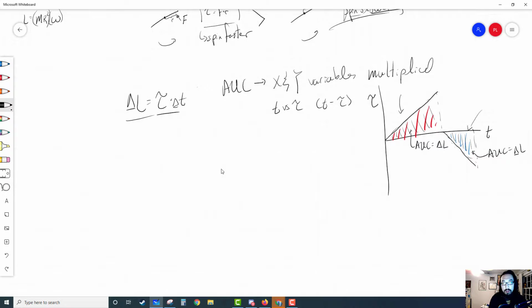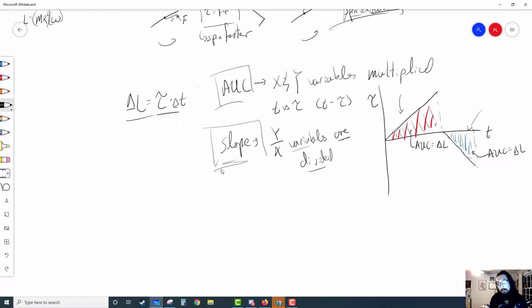Now the next thing that we can look at is the slope. If you remember, slope is rise over run, so that's y divided by x. The variables are dividing. These are skills that we have been working with throughout the entire physics course: how to look at area under the curve and how to look at slope. If your variables are being divided, that is the slope.